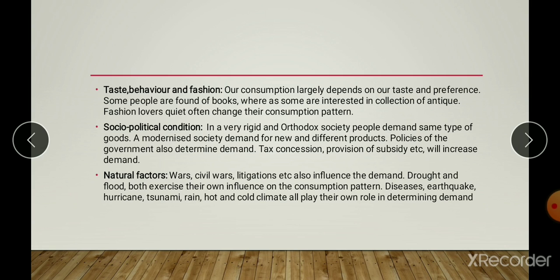So by this we completed the meaning of demand and salient features of demand, which are: willingness and ability, expressed with the price, expressed in quantities, expressed with the time, and involves a market. After that we came to know what the determinants of demand are, some economic determinants as well as some non-economic determinants. So by this we completed the first part of the third chapter. Thank you.